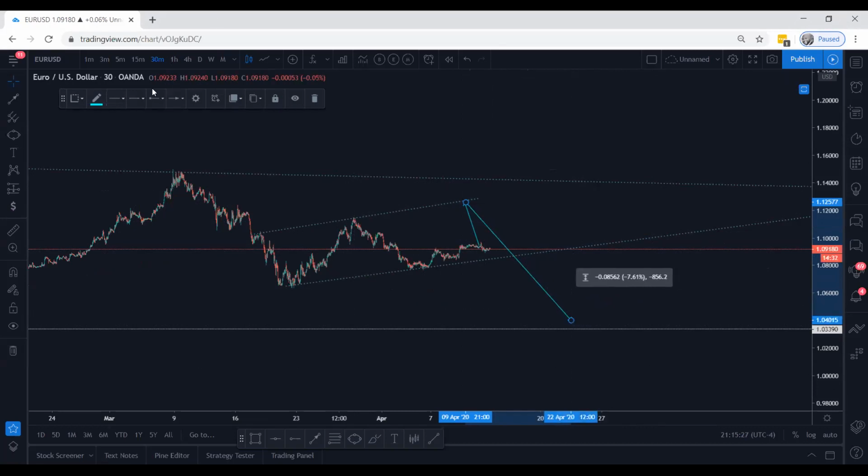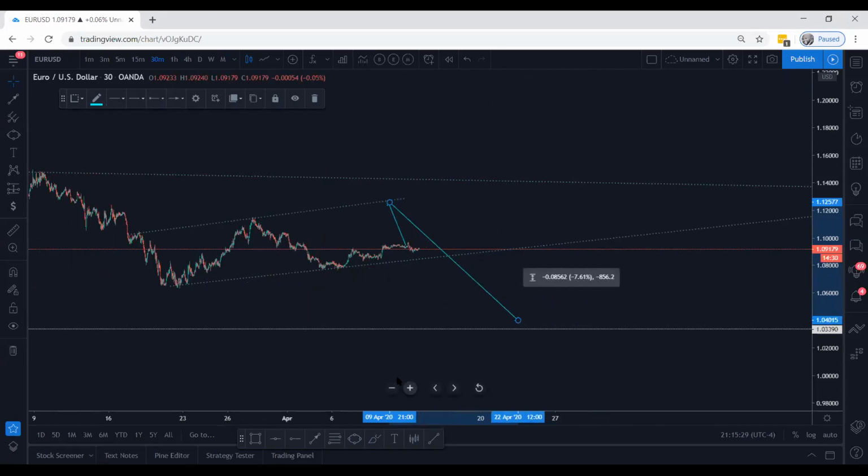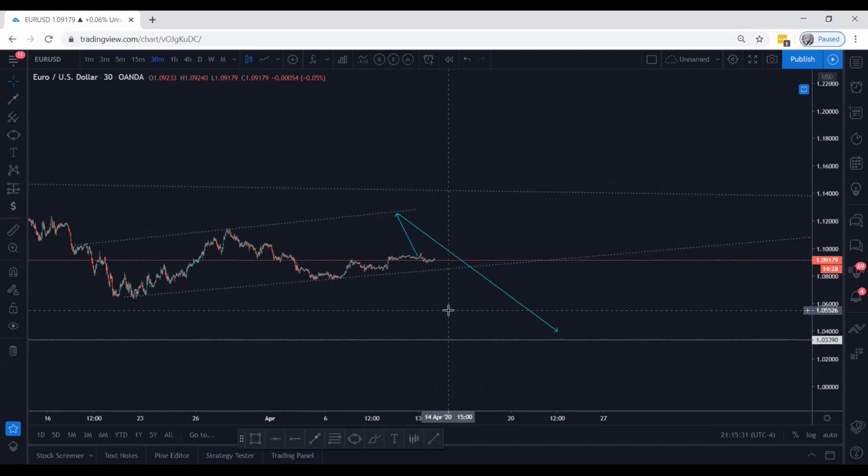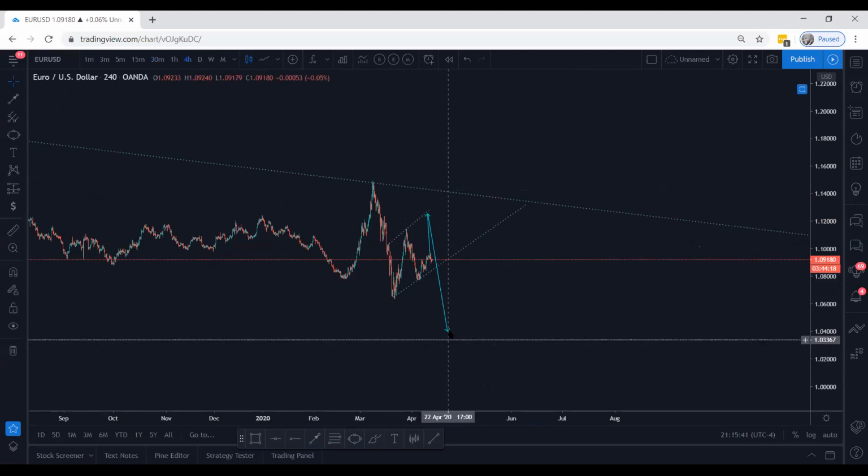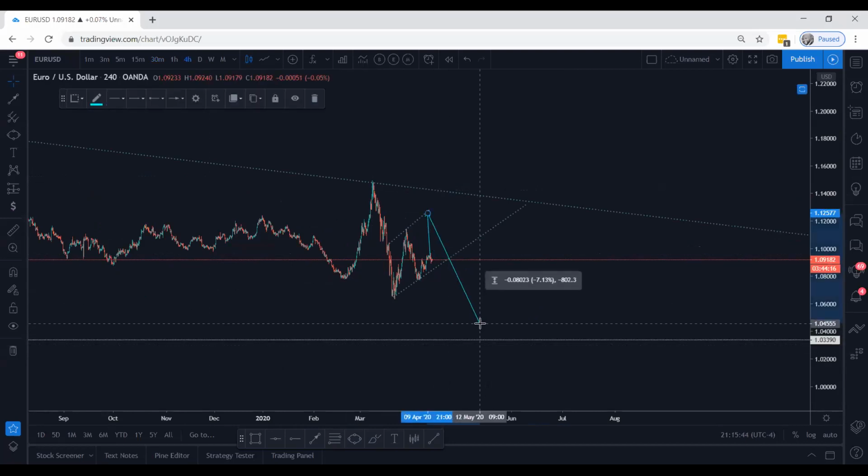Okay, so on the 30-minute, basically just looking for some price action to see how far it's going to pull up, and then I would just be looking for that continuation back to the downside. So basically, US dollar is going to be stronger than the euro at this point.